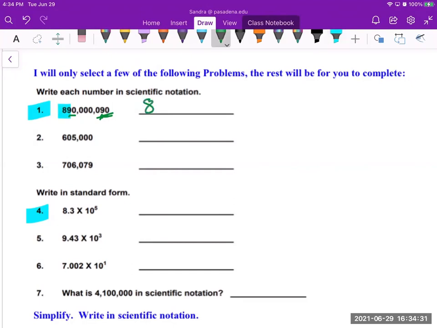And so this is going to be 8.9. Then I'm going to keep all the zeros to 9. So this is 1, 2, 3, 4, 9 times 10 to the 1 power. I'm only ignoring one of those zeros.